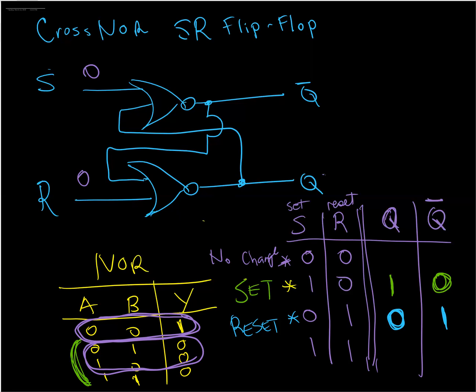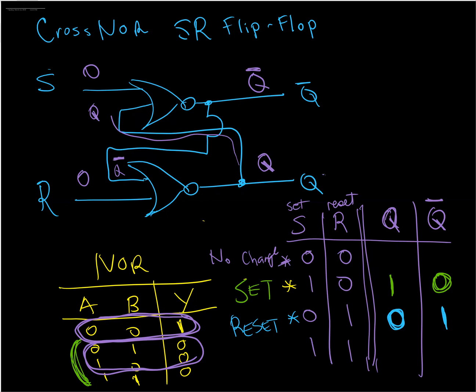Okay, so theoretically, when we look at this, we say, well, right now this output is sitting at something, Q, we don't know what it is, and this output is sitting at something, Q bar, and we don't know what it is. But we know that if this Q gets fed back to this input, the output will be the opposite of Q, which it is. And if this Q bar gets fed back to this input, the output will be the opposite of that, which it is. So we can see that there's actually been no change to the circuit.